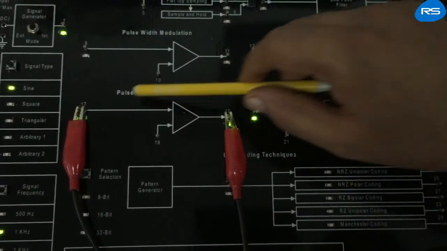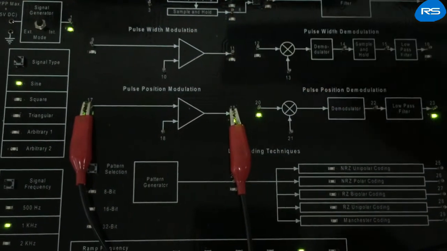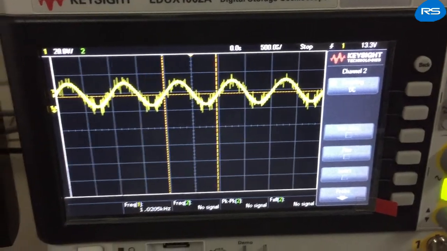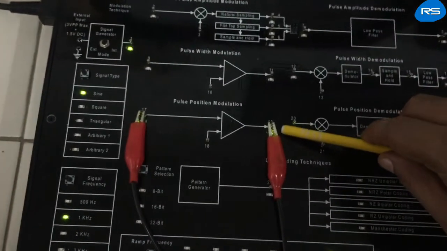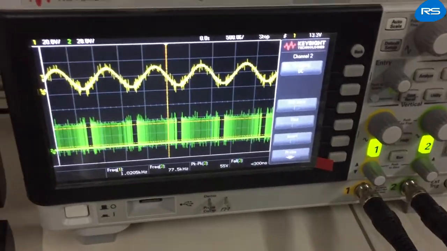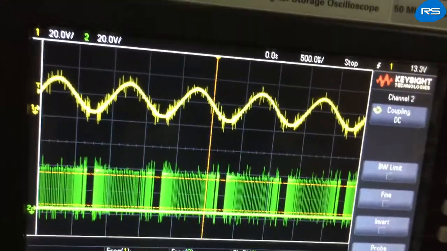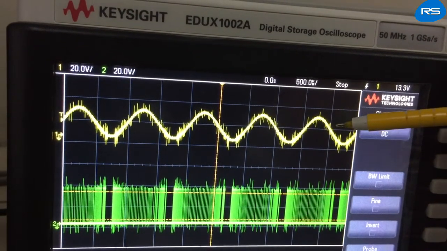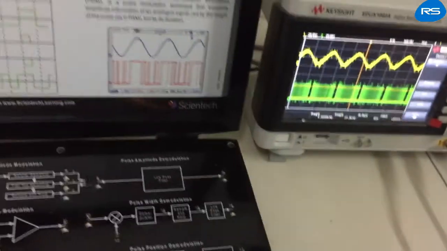Input waveform is measured at the input port of pulse position modulation, which is shown on the display of the digital storage oscilloscope, and the output is taken at the output port of the pulse position modulator, which is shown at the display of the DSO. This is our pulse position modulated waveform. This is our original message. So in this way we have performed pulse position modulation.